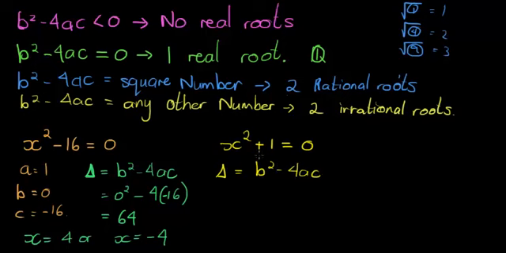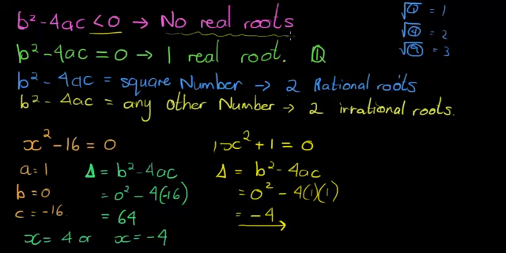Our b, again, we don't have an x term, so there's nothing in front, is 0 squared. Minus 4 times a, which is what's in front of the x squared, is 1. So 4 times 1. And c is equal to plus 1. So 1. If we simplify this, we get negative 4. Here we notice our discriminant is indeed negative, less than 0. So it will have no real roots. Okay, it's impossible to put this into two brackets.